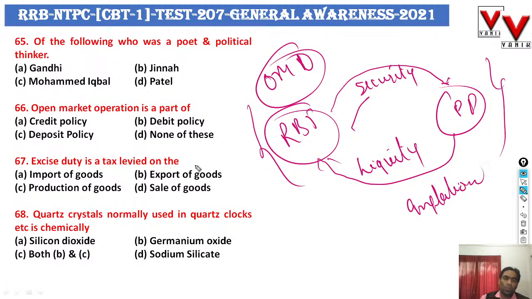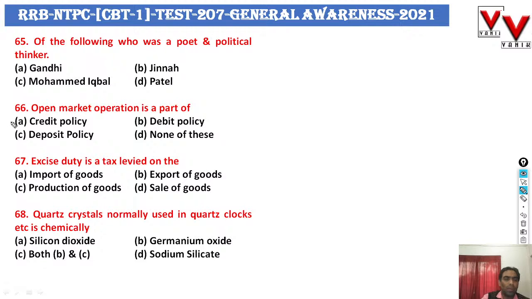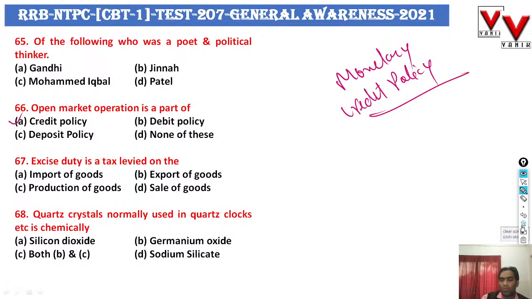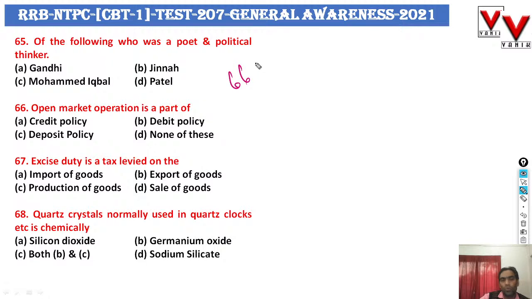And when there is scarcity of funds in the economy, that means recession or slowdown, the RBI purchases the securities and transfers funds into the economy. That's why open market operation is part of the credit policy. The monetary policy of the RBI is also known as credit policy, so this is an instrument of credit policy. So the right answer to question 66 is A only. Next is 67.